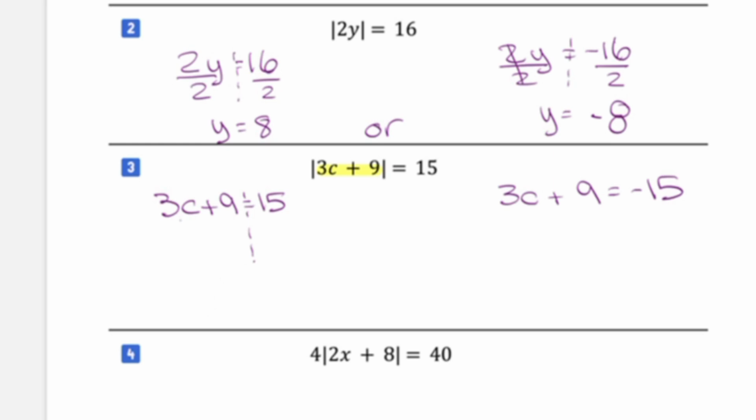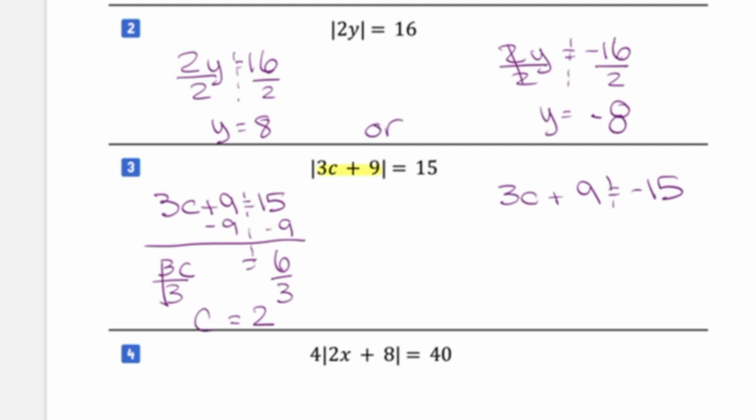I have 3 times c plus 9. To undo that plus 9, I'm going to subtract 9 from each side. 3 times c equals 15, take away 9 or 6. I'm going to divide both sides by the number 3 because division undoes multiplication. 3 divided by 3 leaves me c equals 2 because 6 divided by 3 is 2.